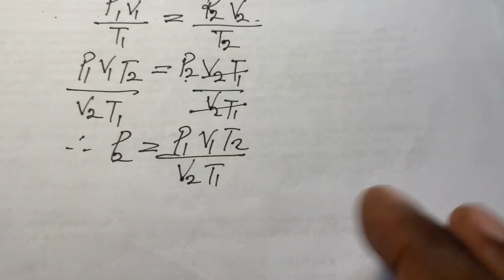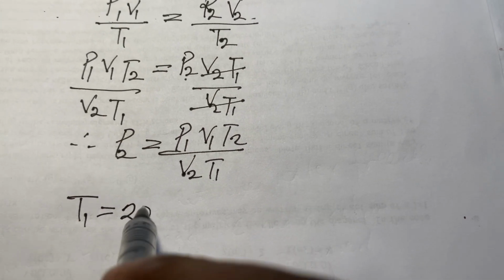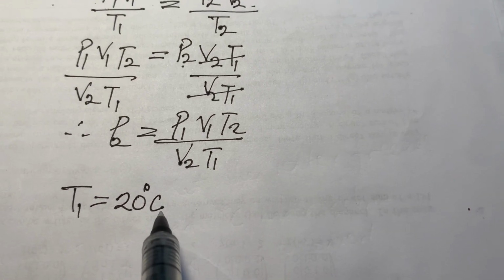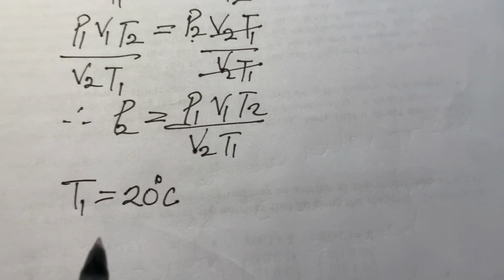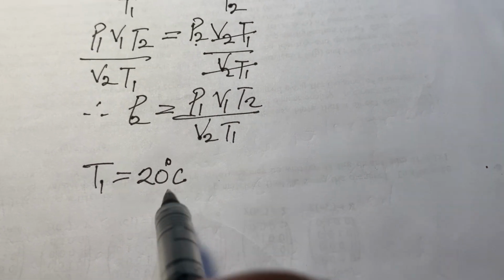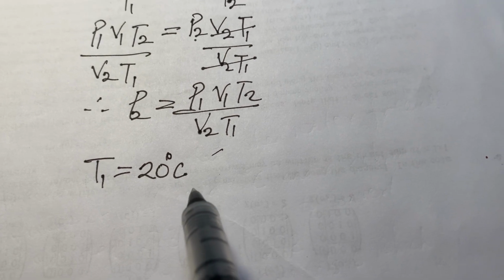What do we need to do? That means the first temperature given to us, T1, will be equal to 20 degrees Celsius. But you need to convert this to Kelvin. And for you to convert this to Kelvin, I think I need to explain a few things that will make you understand how these things work.